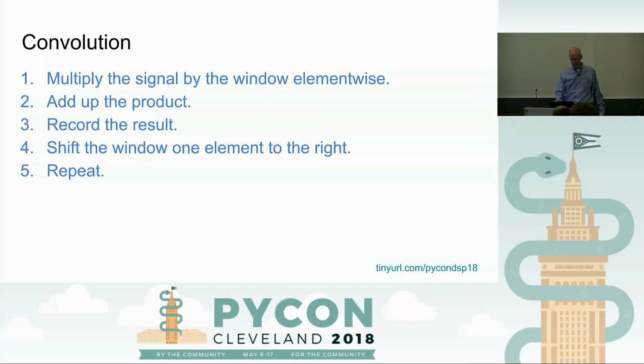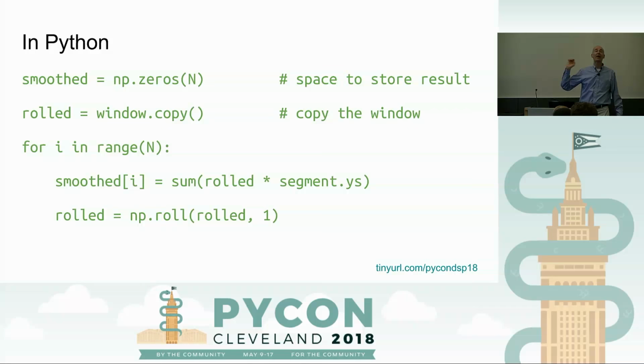Here's one way to do it in Python. This is a wildly inefficient way to do it in Python. But I'm going to start by initializing smoothed. That's the space that the result is going to go into. I'm going to create the window, and this is the thing that I'm going to shift over by one each time. And then I'm going to loop through my entire signal. Each time through, I'm going to multiply the rolled window, the window that's been shifted, by the wave. The y's there are the components of the wave. And then add them up, and then repeat.